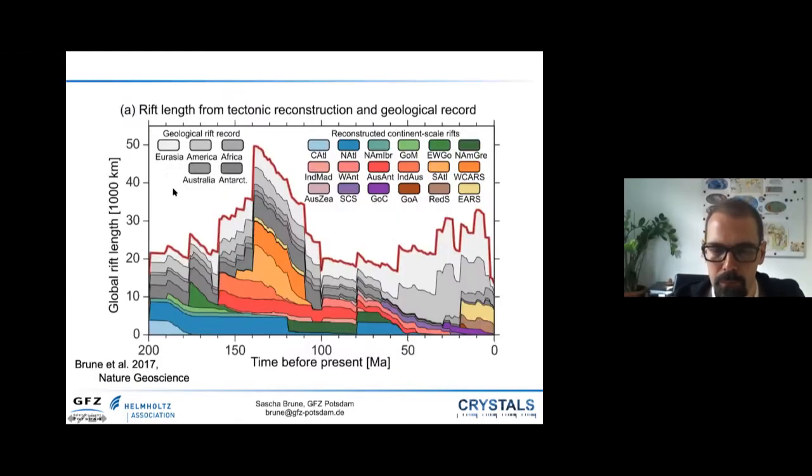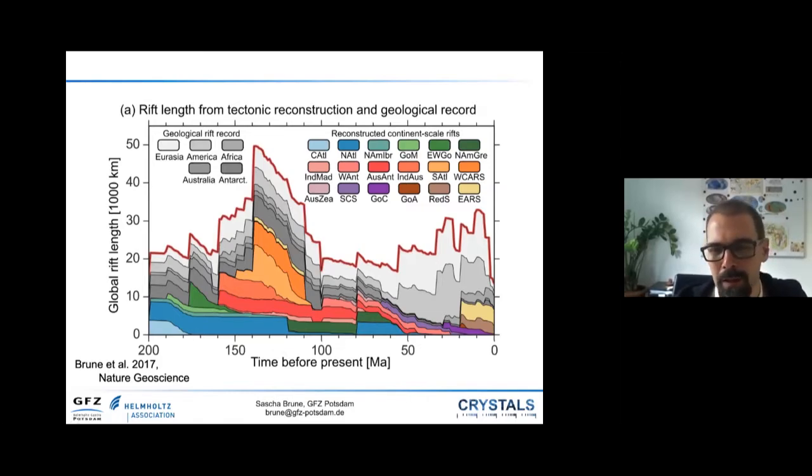And so if I condense everything into one plot, I show global rift length in thousands of kilometers over time. These are the individual rift systems. The colored ones are the ones from the reconstruction, and here are the names. These are the ones that are included in the reconstruction. And the gray ones are the ones from the geological record that I added on top of the ones that we know are in the reconstructions already.